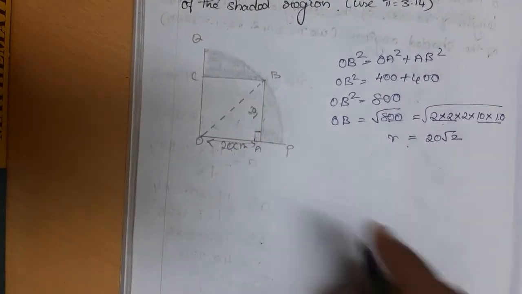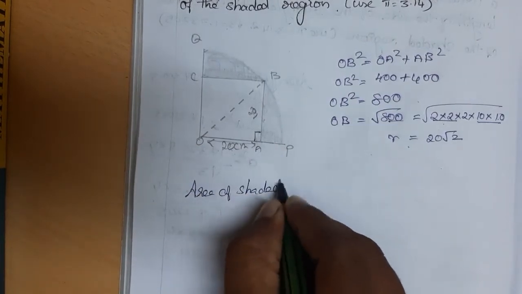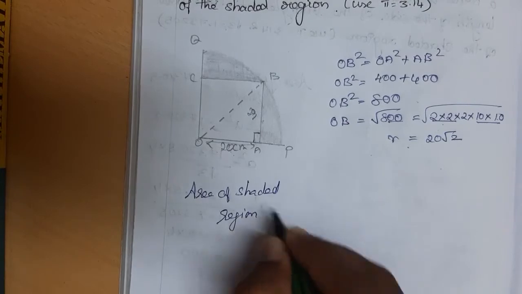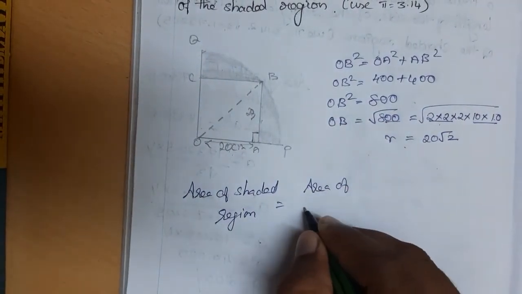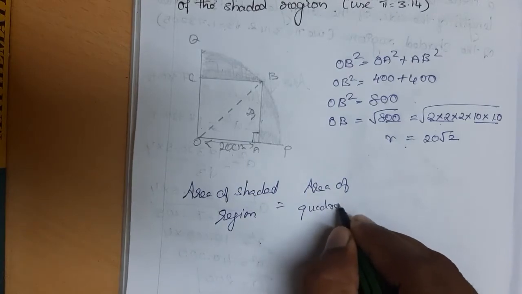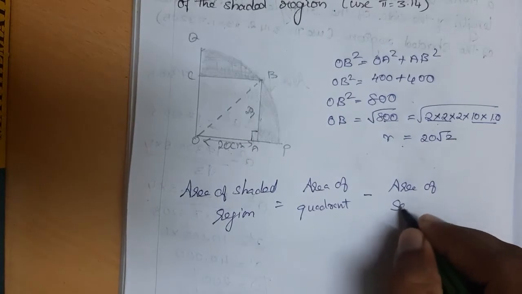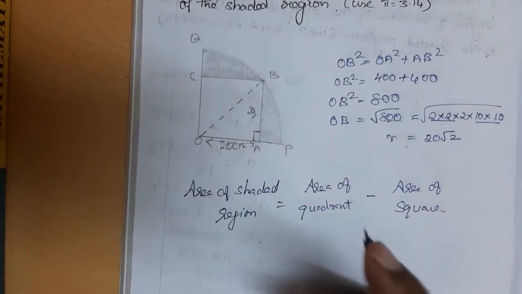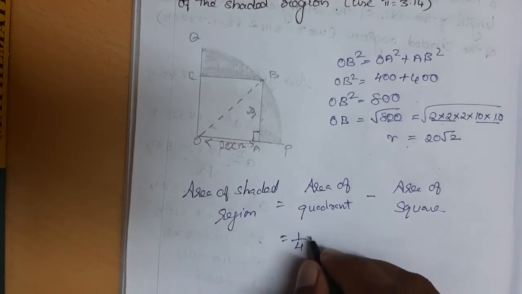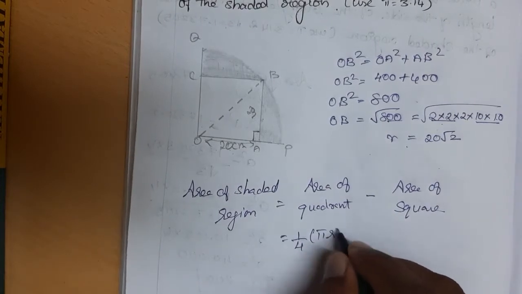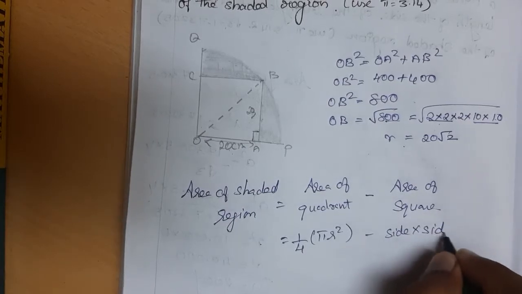So we can now easily find the area of the shaded region. Area of shaded region is equal to the area of the quadrant, the full figure shape is a quadrant, minus the area of the square. Square, we know, is side into side. The side is 20 centimeters. So the quadrant is 1 by 4 into pi r square, minus side into side.